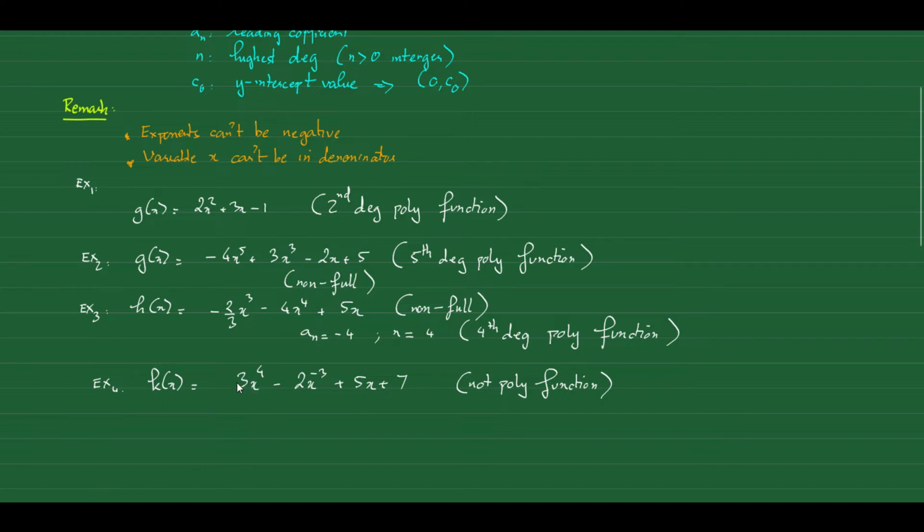Even though the leading coefficient is 3, and all the coefficients are fine, the coefficient is not a really big deal. You look at the exponent in order to determine if this function is a polynomial function.